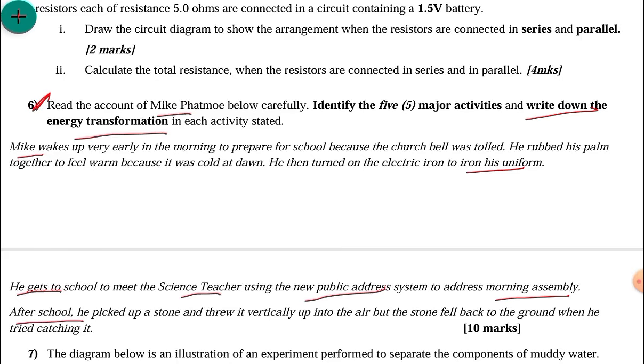After school, he picked up a stone and threw it vertically up in the air, but the stone fell back to the ground when he tried catching it. So what are we asked to do? We're supposed to write out 5 major activities and the energy transformation. So the first activity I would point out is when he woke up. Once he wakes up, he's going to move. So the energy transformation there is sound energy to mechanical energy.